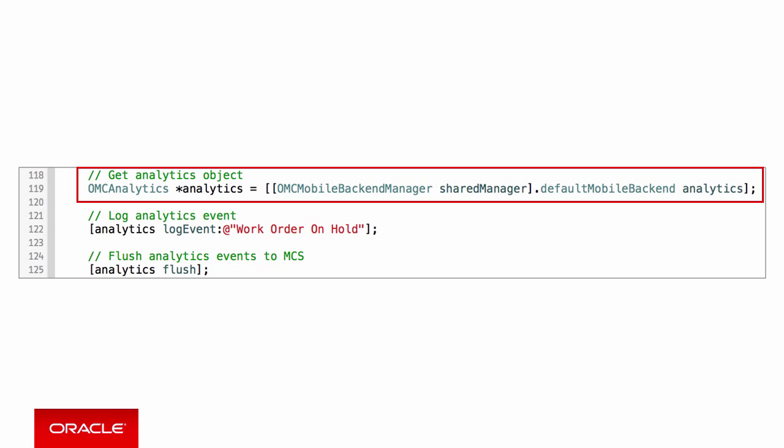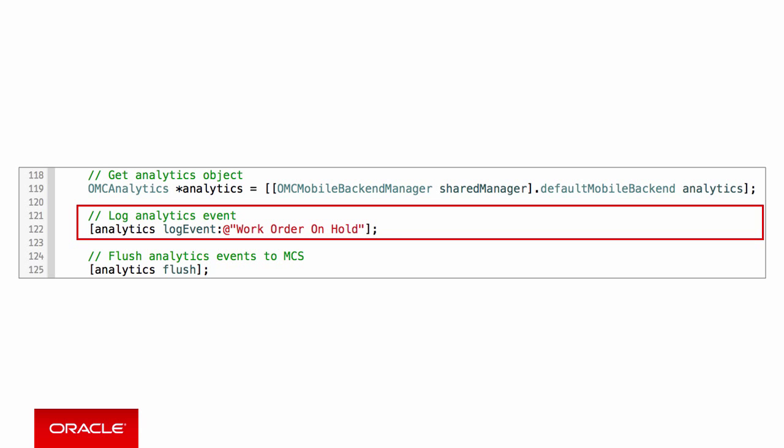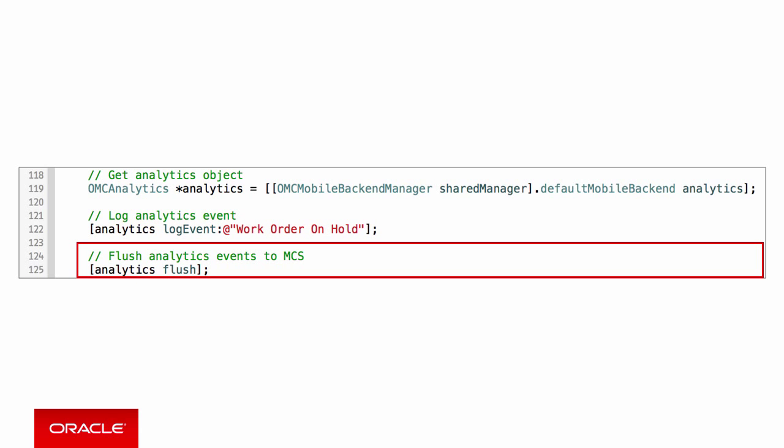To log the custom event, you call the log event method on the analytics service, passing in the name of the event, work order on hold. Remember, it's up to you what these events are called, but of course they should be representative of the information you're tracking. And finally, you call the flush method to post events to the MCS server. This example shows only one event, but you can log a series of events and call flush to post all those events to the server.